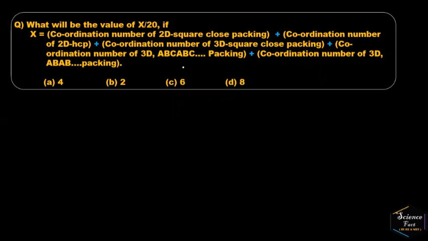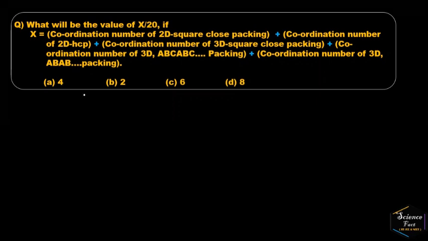To solve this problem, you should know the arrangement of atoms in all kinds of lattices which are given in this summation form. Only then can you find out the coordination number of that system.